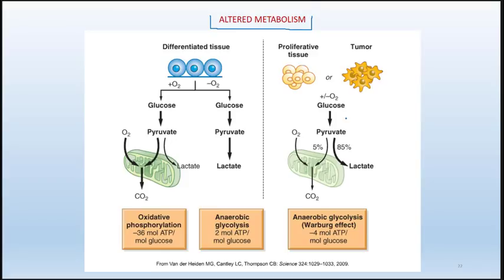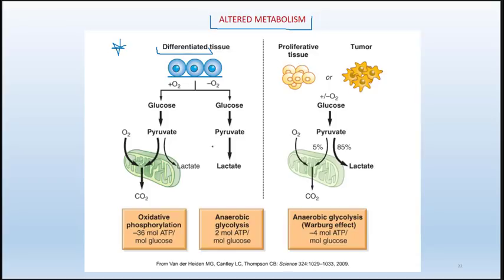So let's talk about the altered metabolism of cancer. The use of oxygen in cancer cells is quite interesting. Normally, and this is a review from normal anatomy, so we're looking at differentiated tissue, specialized tissue. Normally our cells undergo what's called oxidative phosphorylation for energy. So this is where we take glucose that we've ingested and we use it to make ATP.